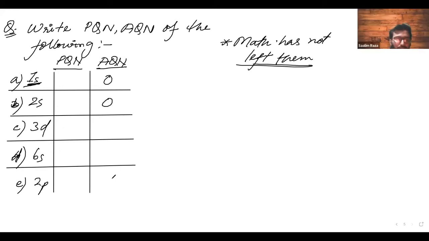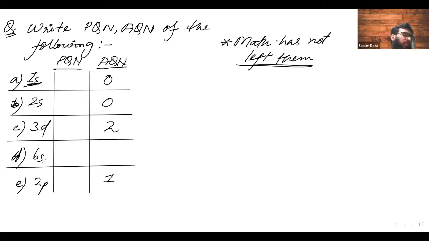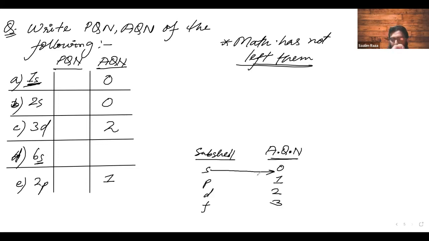Now tell me for this 2p. What will be the azimuthal quantum number? 1. Very good. Now you will tell me what will be the azimuthal quantum number for d? 2. Very good. And again, Rania, please unmute yourself and tell me what would be the azimuthal quantum number for the s subshell.